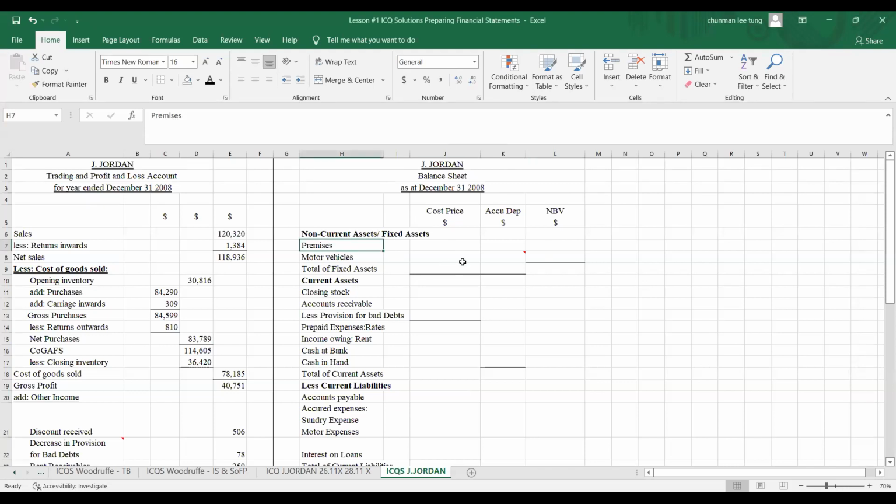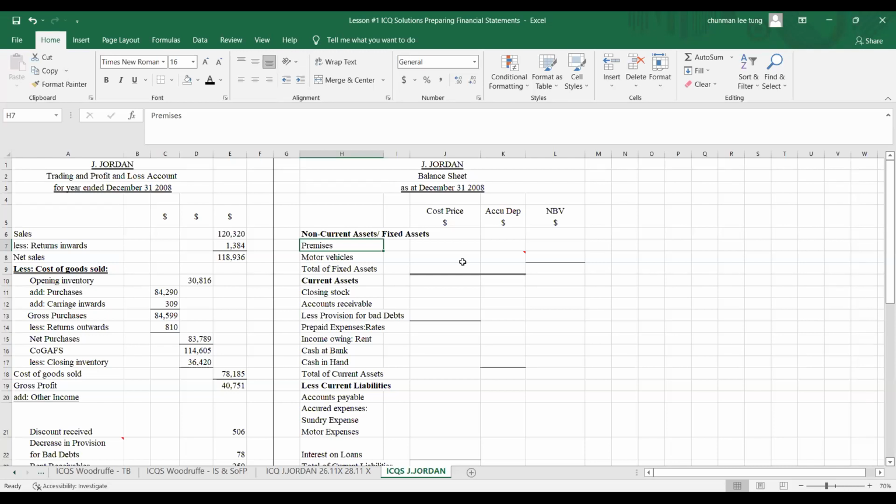So we are preparing the balance sheet for J. Jordan in the vertical format. You all should remember the horizontal format as well, just in the event that they bring it and you have to analyze. But in exams, it usually asks for the vertical format of your income statement and your balance sheet.